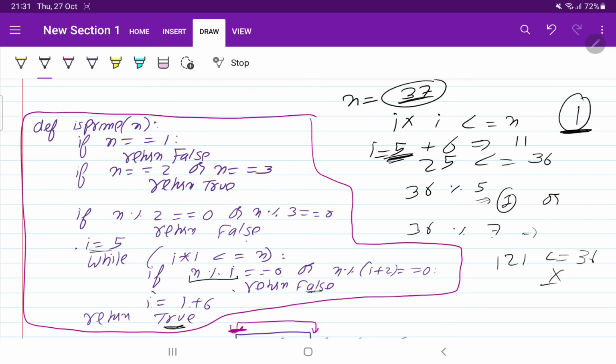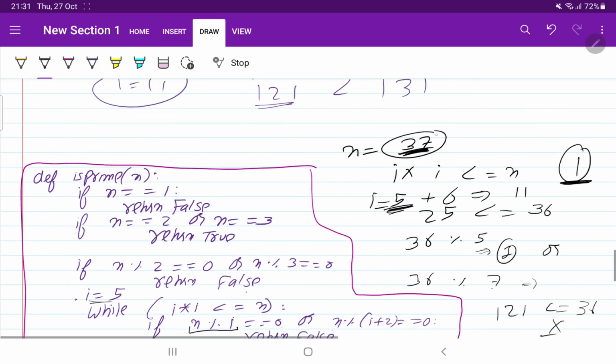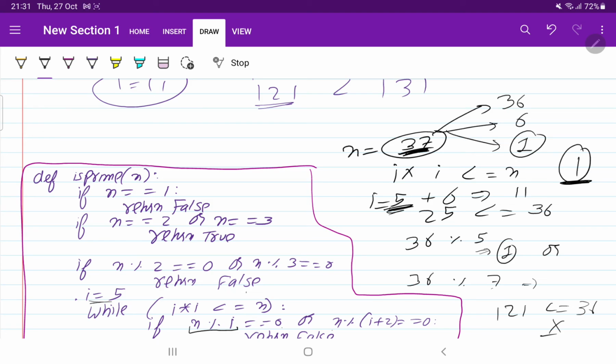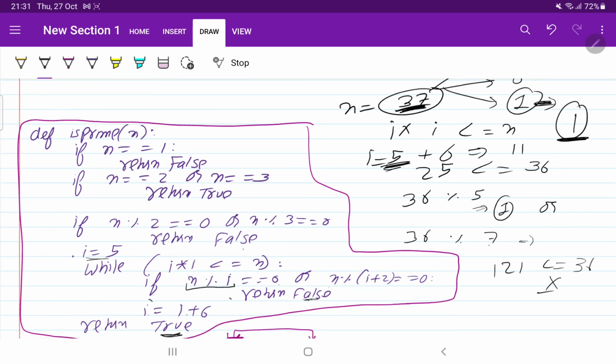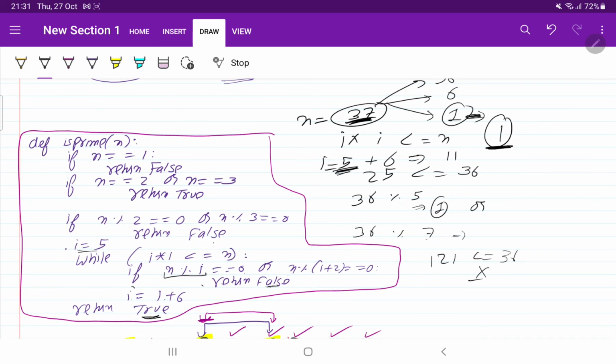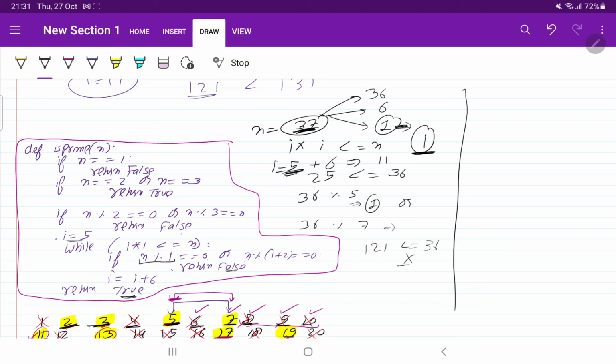Are you getting how fast this is? For n equal to 37, in the first approach we were checking 36 times. In the second approach we checked 6 times. But in the third approach we have checked only 1 time. So see how quickly we have returned the solution. Now let us take one more example.